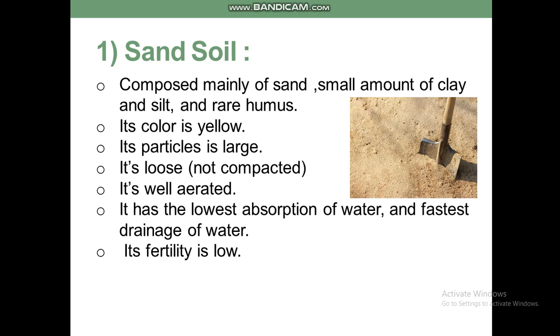and because of that it has the lowest absorption of water. Sand soil needs a low amount of water and has the fastest drainage of water. It can drain or get rid of water in a short time. So it has the fastest drainage of water, and of course its fertility is low.